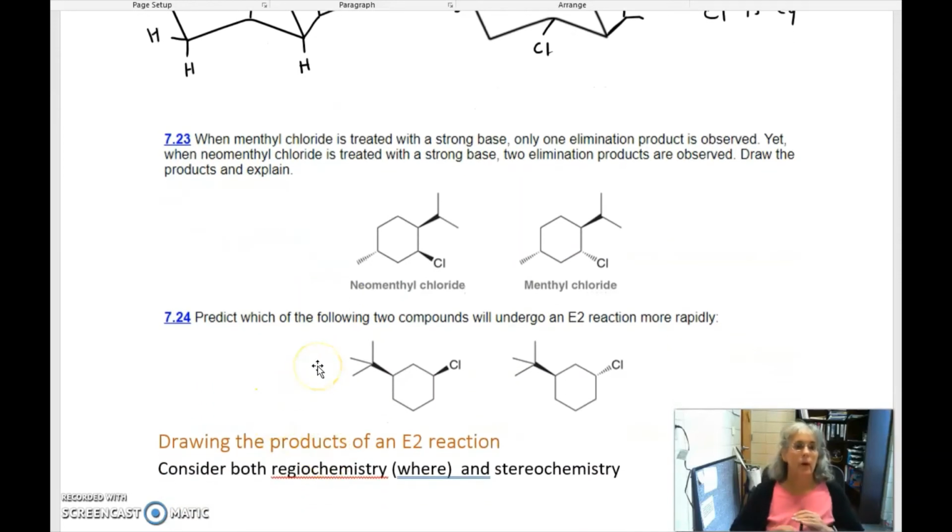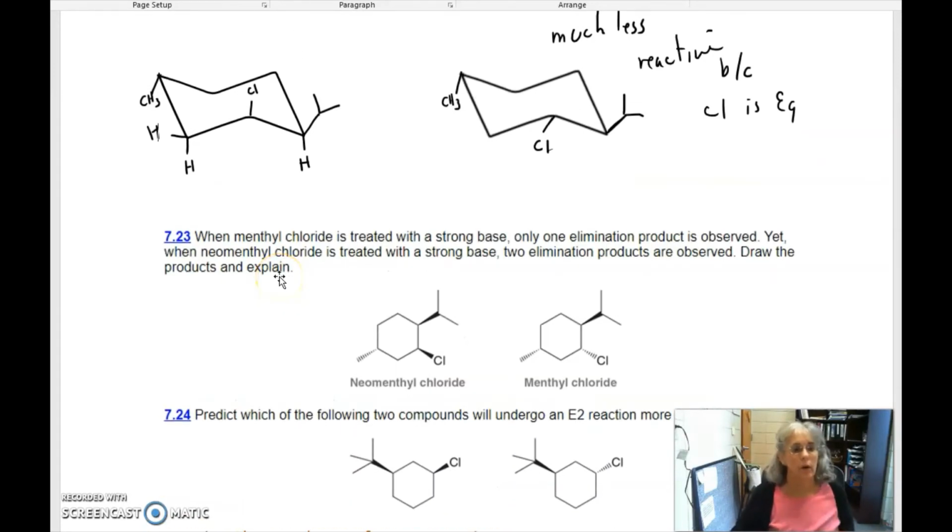We look at this, we find that only one elimination product is observed with these two compounds. And so let's look and see. For the neomenthyl, you can have a double bond between this one and this one, or we could have a double bond between this one and this one. So we could go either way. We could take either this proton or that proton.